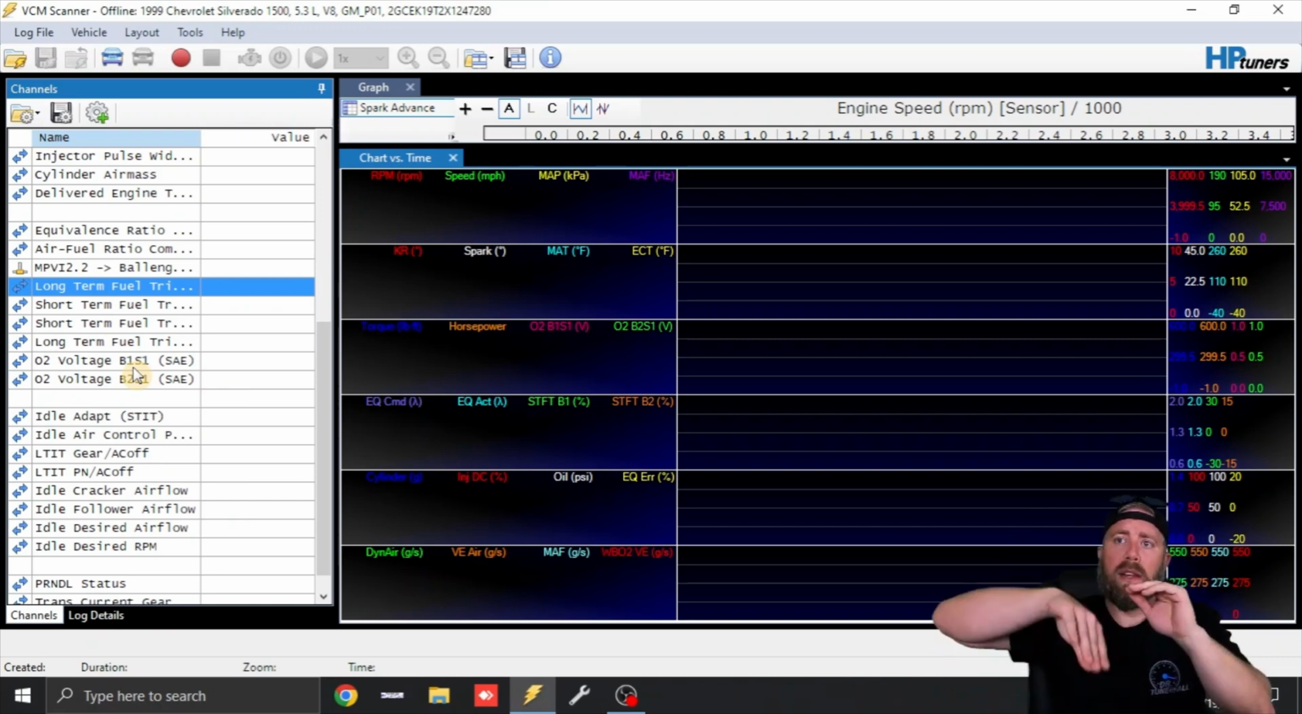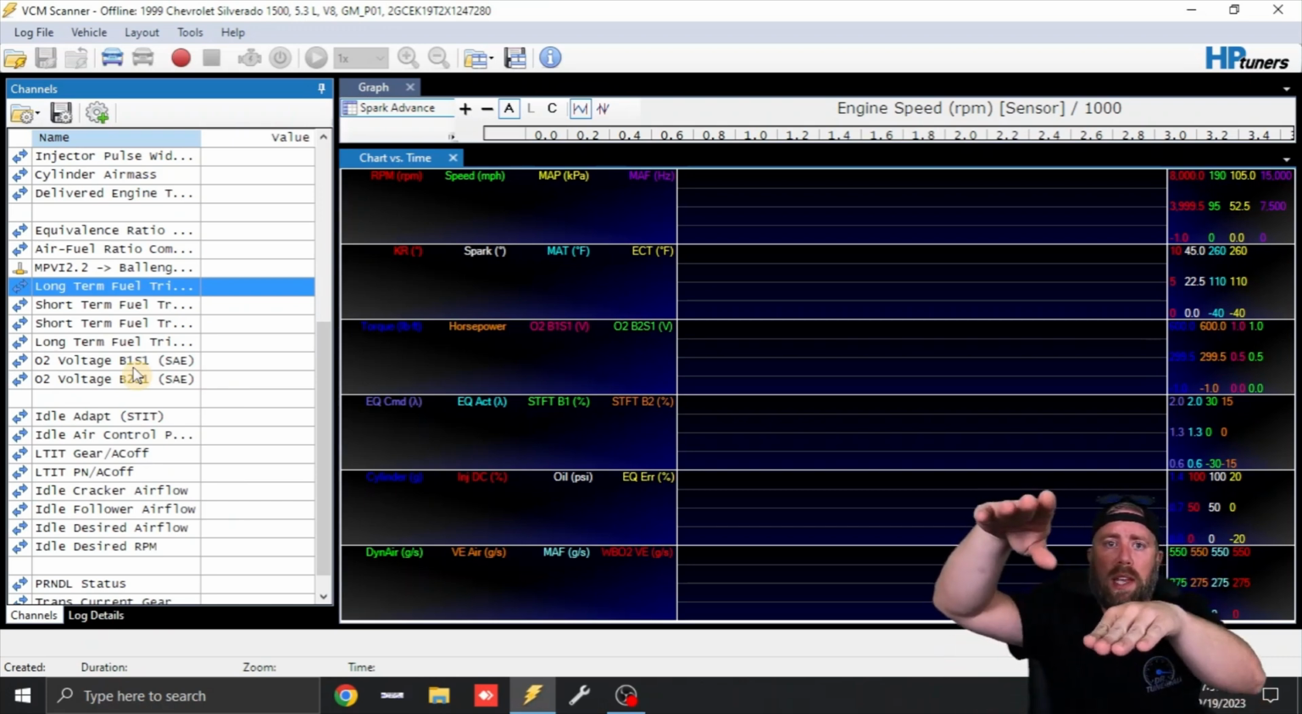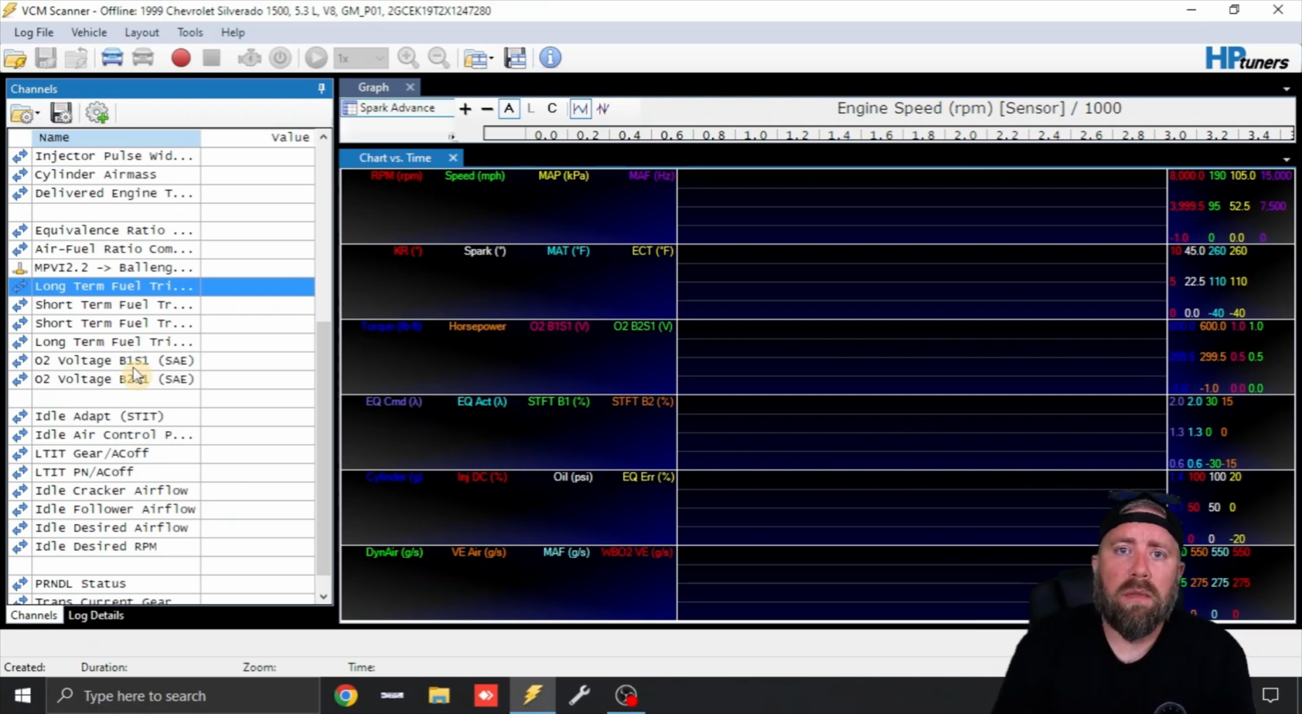Or if you see them imbalanced, where say one's 0.9 and one's 0.7, that usually is a sign of an imbalance on fueling at wide open throttle. You need to address that.